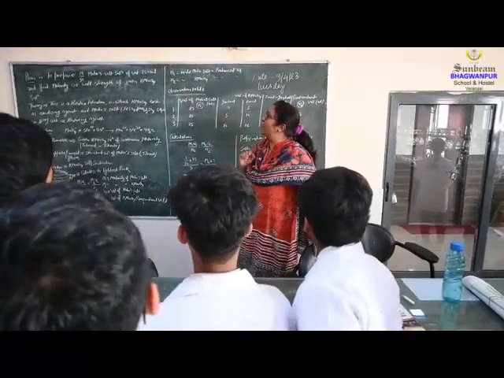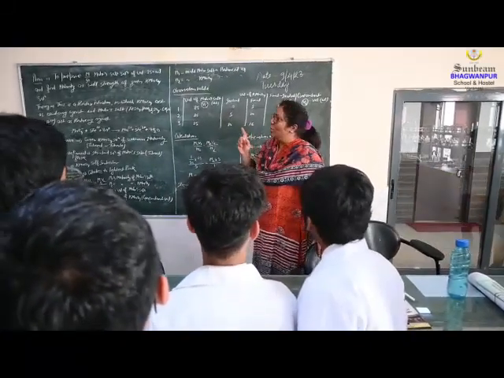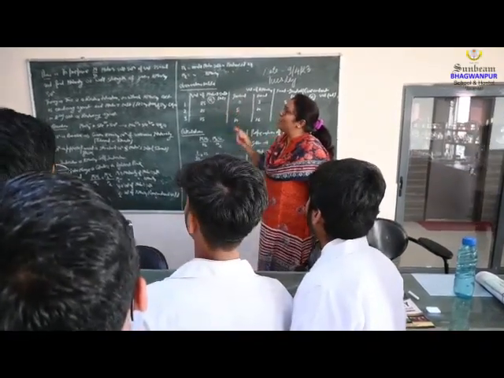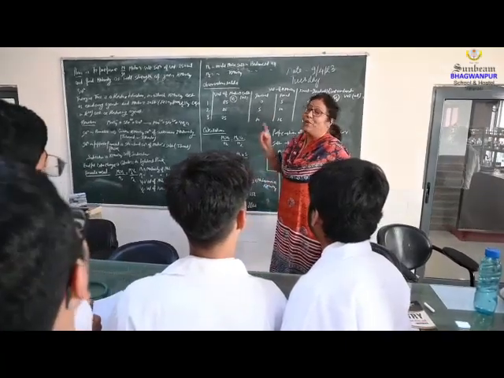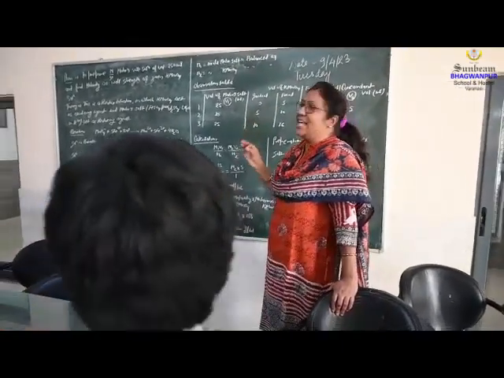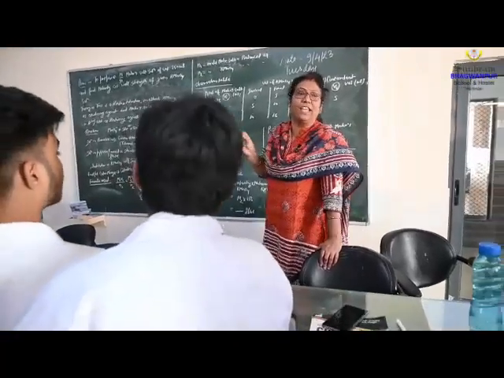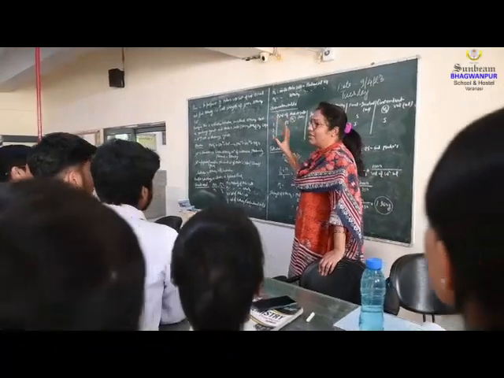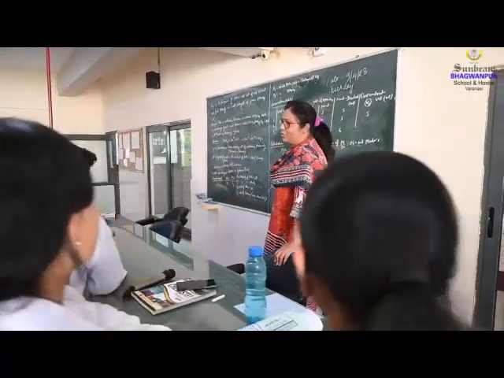Today we are going to perform the redox titration whose aim is already written on the blackboard. That is to prepare the M by 50 molar Mohr salt solution of the volume 250 ml and find out the molarity as well as the strength of the given KMnO4 solution by titrating it against the Mohr salt solution.